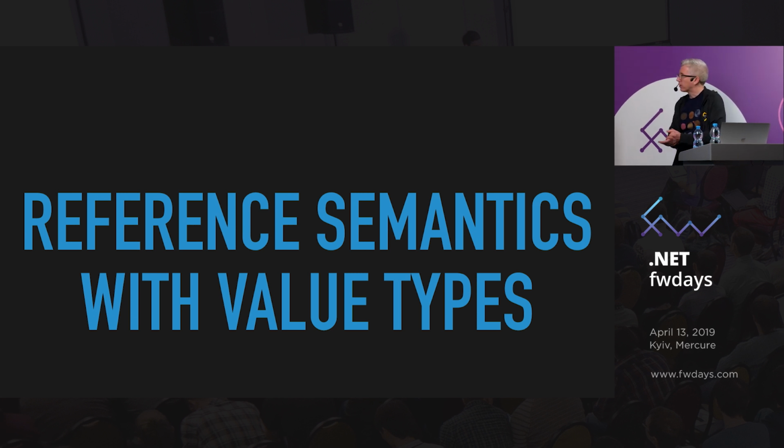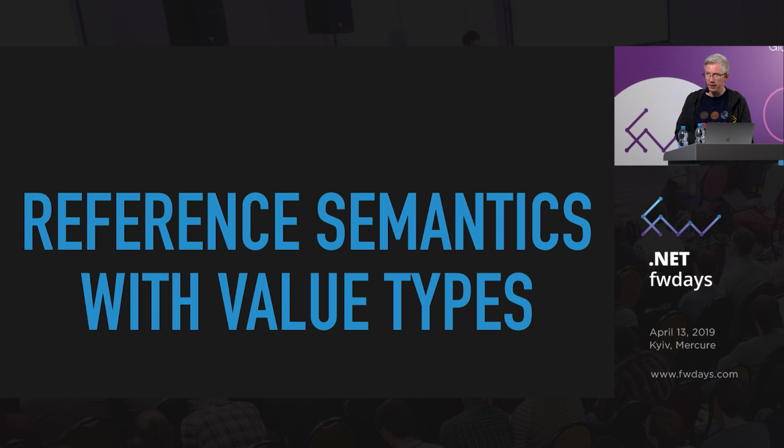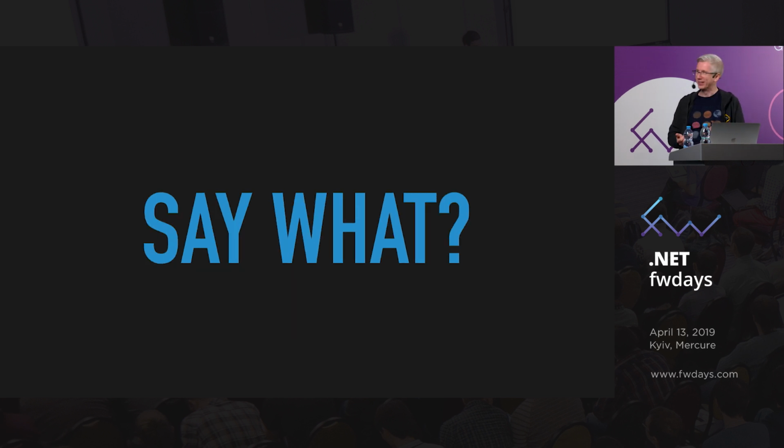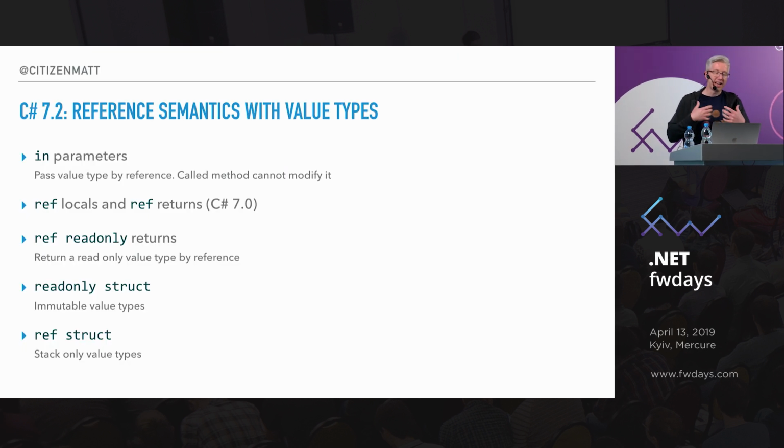But that's kind of low-hanging fruit. That's the kind of stuff which is fairly straightforward and nice and easy, which you can look at. What I really want to talk about, though, is reference semantics with value types. What? What does that mean?